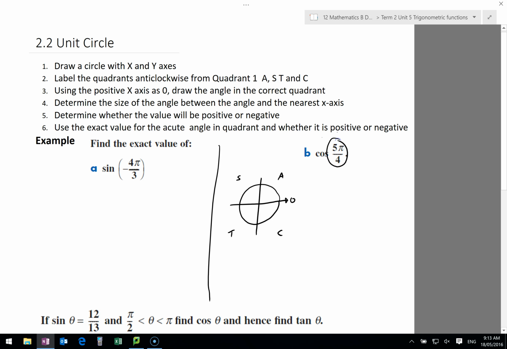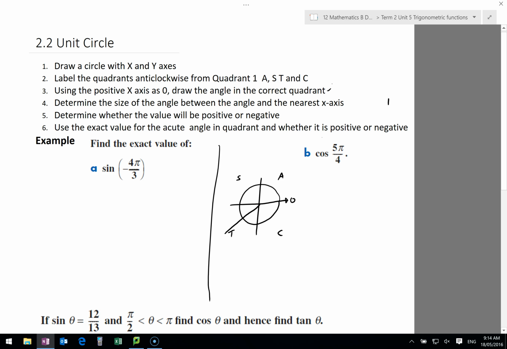So this 5 pi on 4, I know is going to be 5 on 4 lots of 180 degrees. Sometimes it helps to type 5 on 4 on your calculator, and I'll say 1.25. So this angle is really 1.25 pi. I know that 1 pi is 180 degrees, so it's going to be out here somewhere. Okay, 5 pi on 4. So I've done that in the correct quadrant.